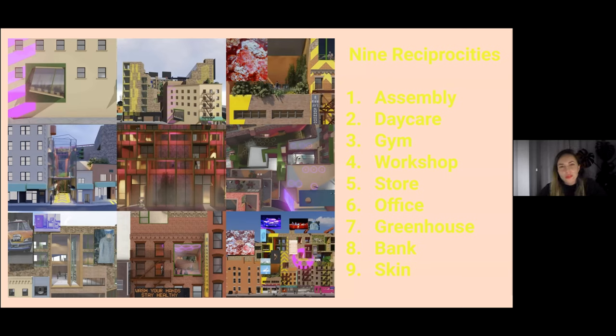Okay, so most recently, as an answer to Urban Design Forum's call for the city after coronavirus speculation, I collaborated with a colleague, Galen Pardee, on a project we're calling 9 Reciprocities. This was a 100-year vision for a self-sustaining block in New York City.